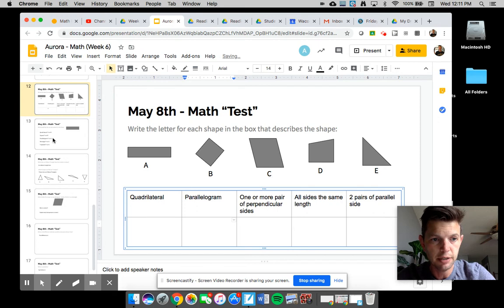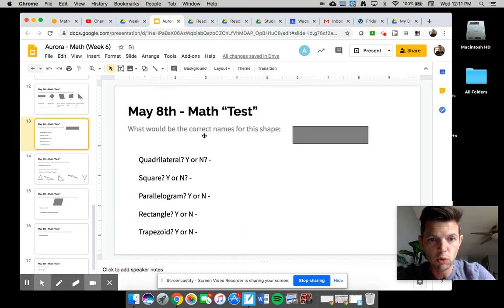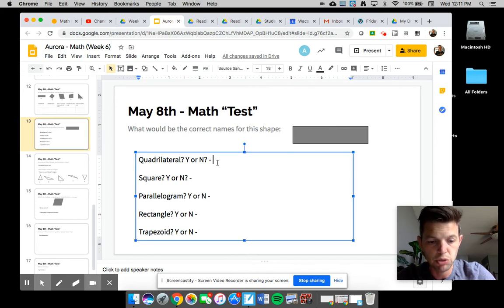Next slide says, what would be the correct names for this shape? So we're looking at that shape. If it's a quadrilateral, you can just put a Y, or if it's not a quadrilateral, you put an N. Is it a square? Yes, Y, no, N, or you can just write yes. Is it a parallelogram? Is it a rectangle? Is it a trapezoid? Just put yes or no for each of those, just looking at that shape.